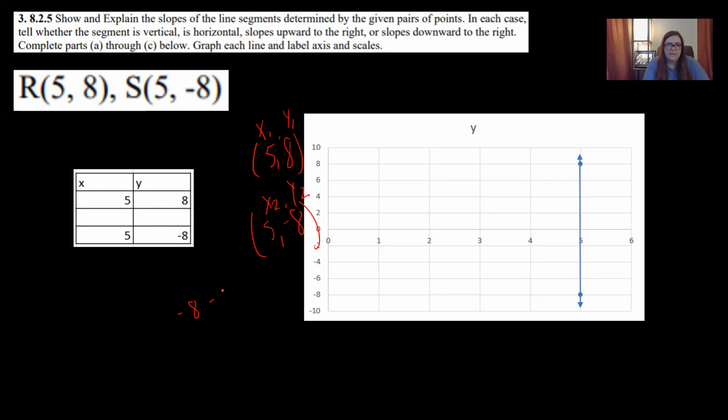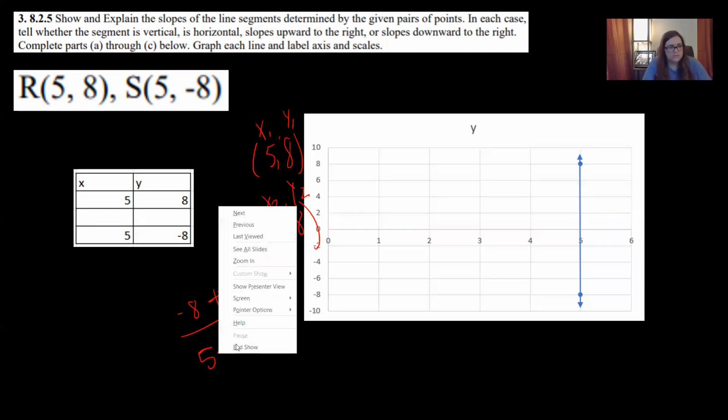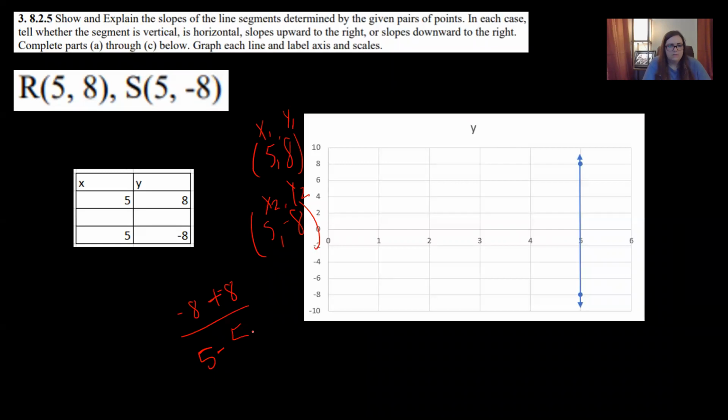Negative 8 minus 8, which is negative 16. And then 5 minus 5. Sorry, that part's wrong, that's just a minus. So we're going to get negative 16 over 0.